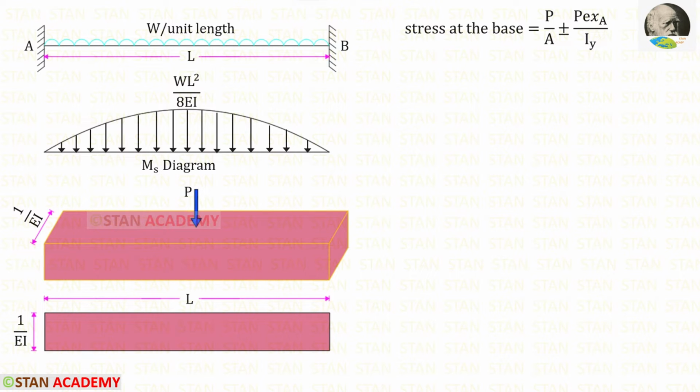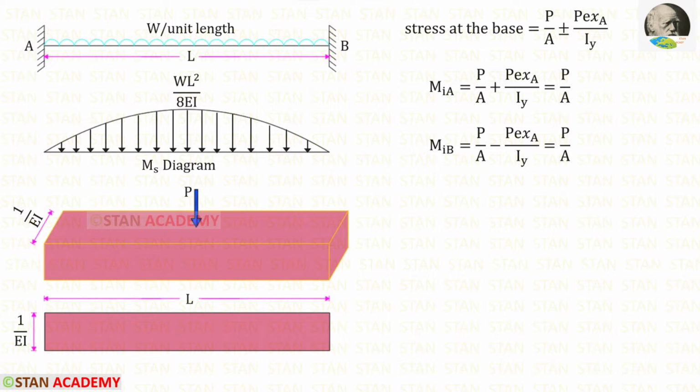The formula to find the stress at the base of the analogous column is P upon A plus or minus P E x upon I y. To find the stress at the point A, that is MIA, we have to use only the positive sign in the formula. To find the stress at the point B, that is MIB, we have to use only the negative sign in the formula. E is the eccentricity.